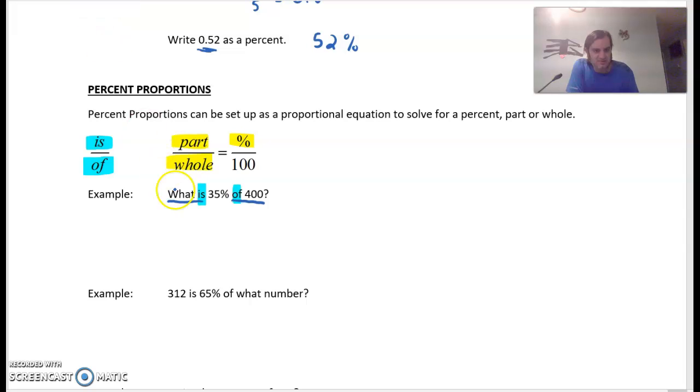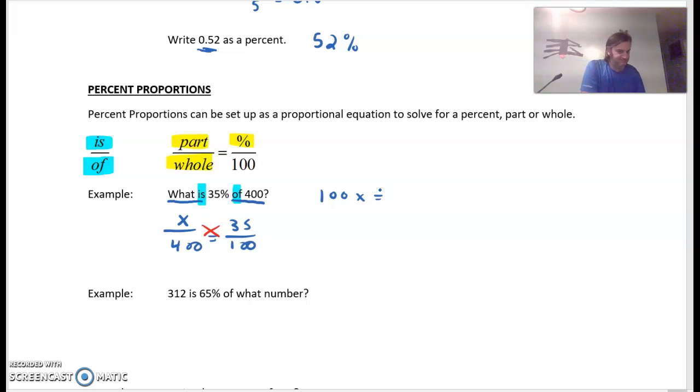So that proportion will look like, we don't know the part, but we do know the whole, so x over 400 will be 35% over 100. And then we're going to cross multiply this and solve it. So after cross multiplying, we'll have 100x equals, I've got a calculator here, 400 times 35, 14,000.